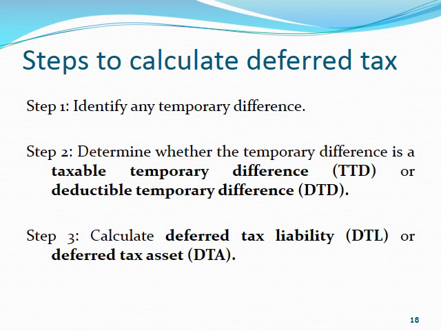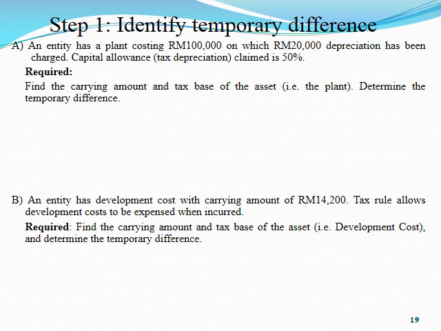Steps to calculate deferred tax. There are 3 steps. First is to identify any temporary difference. Second, determine whether the temporary difference is a taxable temporary difference, TTD, or a deductible temporary difference, DTD. And the final step is to calculate deferred tax liability or deferred tax asset. We have here several illustrations for step 1, to identify temporary difference.